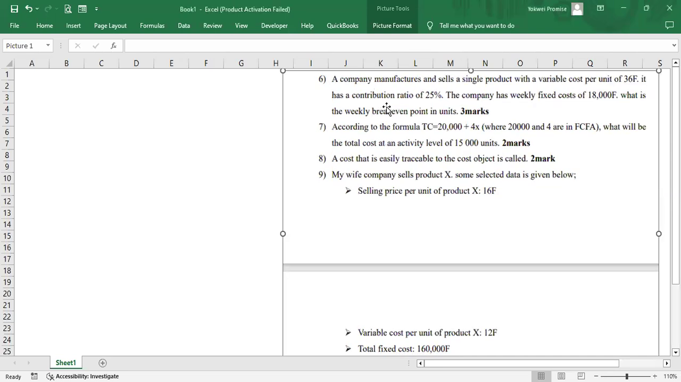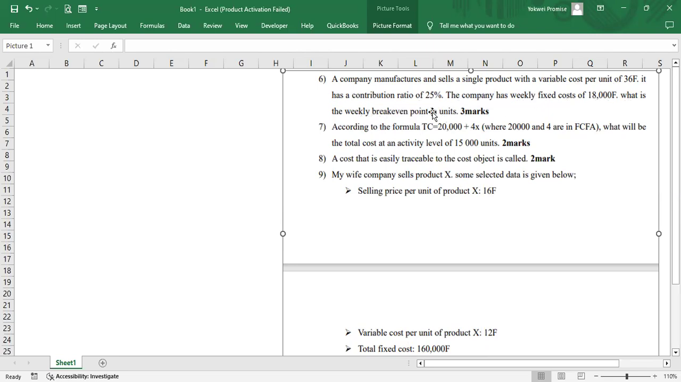Okay, so we'll start from question 6. In fact, our focus is just calculation questions. The first question says that this company manufactures and sells a product with a variable cost per unit of 36 francs. It has a contribution ratio of 25%. The company has weekly fixed cost of 18,000 francs. What is the break-even point in units?